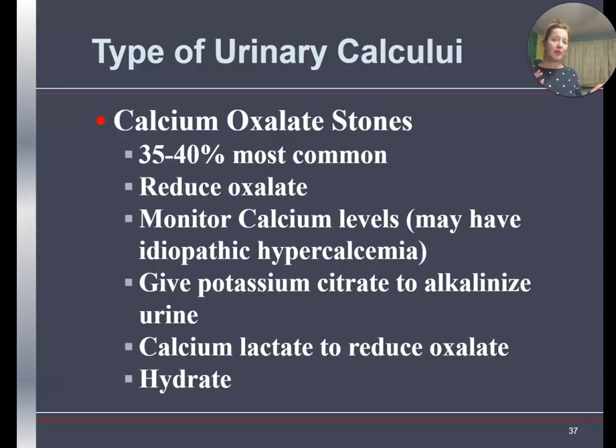So, the different types of urinary calculi. The most common, at 35 to 40%, is the oxalate stones. You're going to monitor those calcium levels. You're going to try and reduce your oxalate intake, and my next slide tells you which foods are high in it. You need to know that stuff. It may be idiopathic hypercalcemia, like we don't know where it's coming from, so you just got to make sure that you're managing that. Then giving potassium citrate to help alkalinize the urine so it's harder for these stones to form is helpful. And then calcium lactate to help reduce the oxalate that's already there. And again, hydrate, hydrate, hydrate.